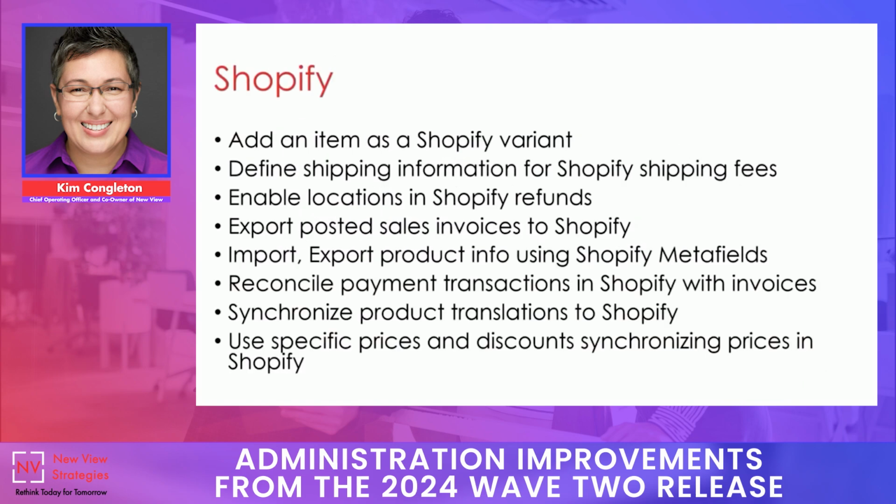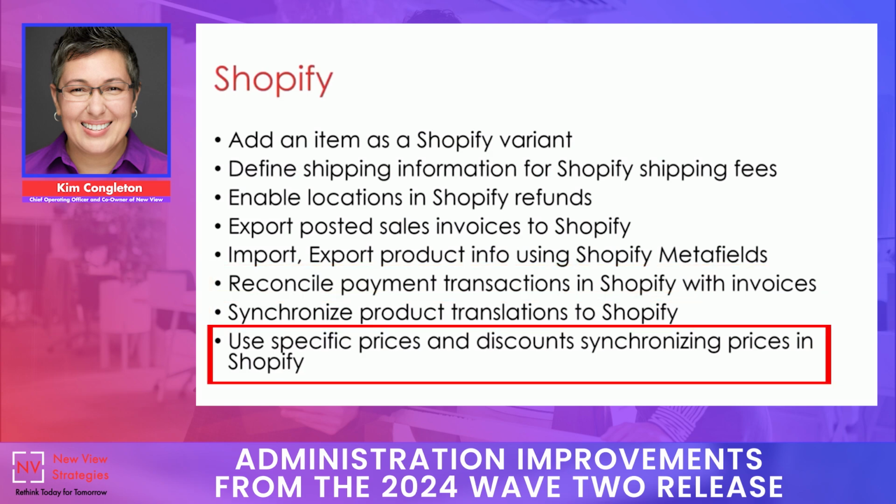Let's go through the Shopify ones real quick. Some of the main ones for Shopify, you can add an item as a Shopify variant. You can find shipping information for Shopify shipping fees. Wow, that's a lot of S's in there. Enable locations in Shopify refunds, export posted sales invoices to Shopify, import, export product info using Shopify meta fields, reconcile payment transactions in Shopify with the invoices, synchronize product translations to Shopify, use specific prices and discounts, synchronizing prices in Shopify.